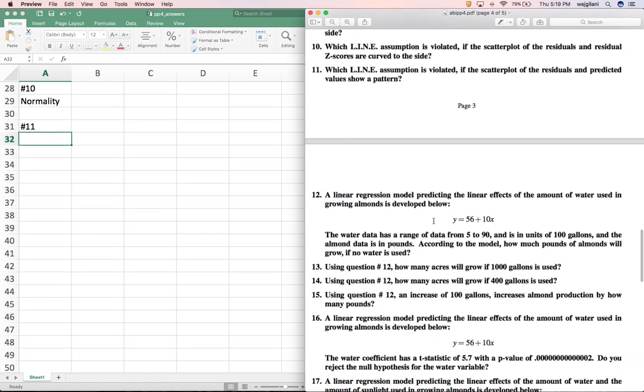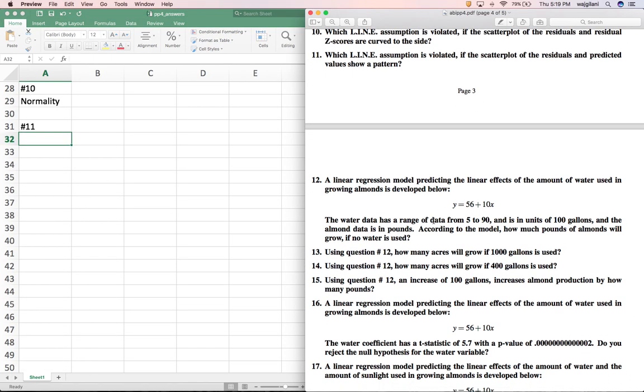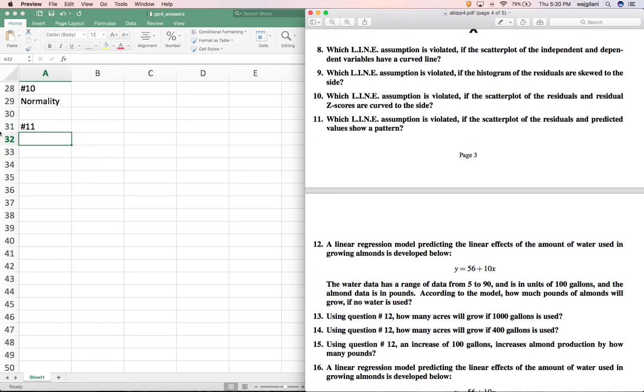Number 11, which line assumption is violated if the scatter plot of the residuals and the predicted values show a pattern? If the scatter plot of the residuals and the predicted values show a pattern, that is equal variance.